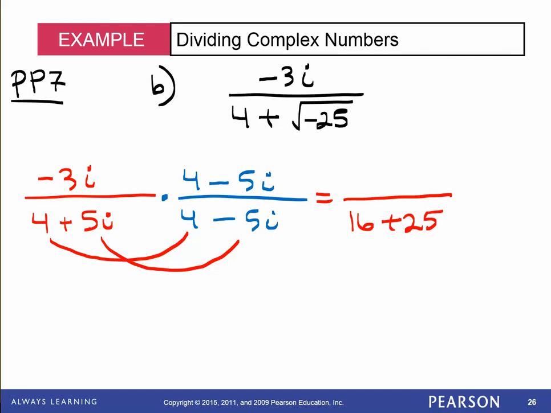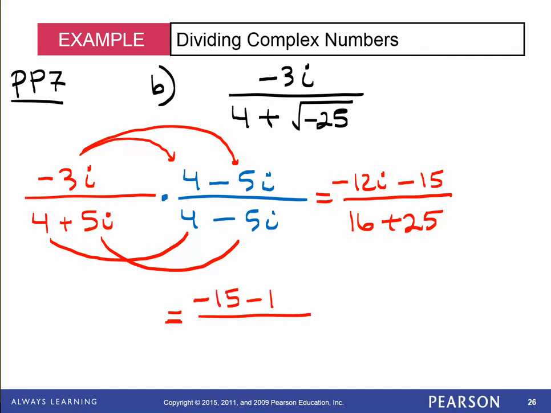On top, I've got a distributive property here, negative 12i. And how about a positive 15 i squared, which makes a minus 15. Alright, simplifying that further. And notice what I'm going to do, I'll move the 15 out to the front.